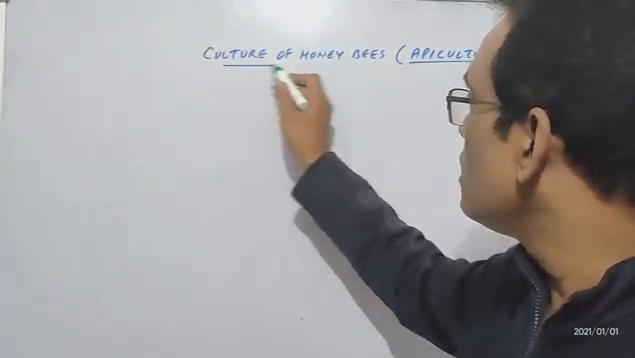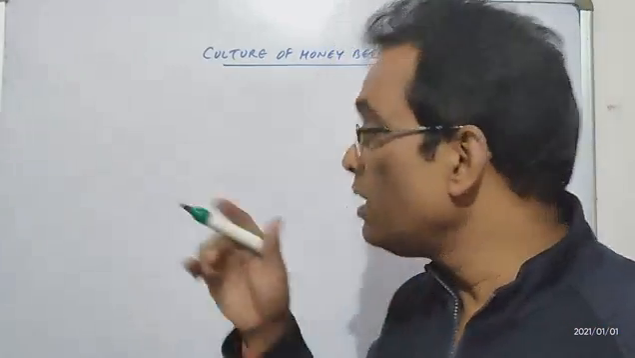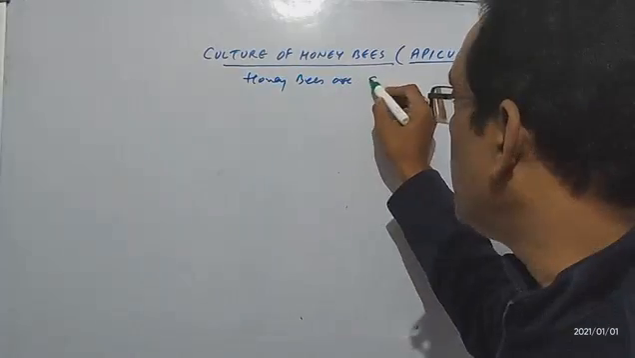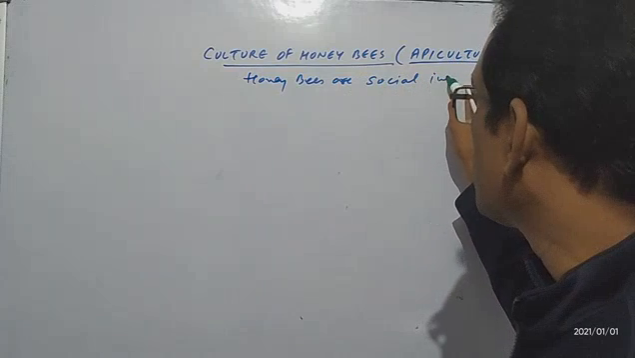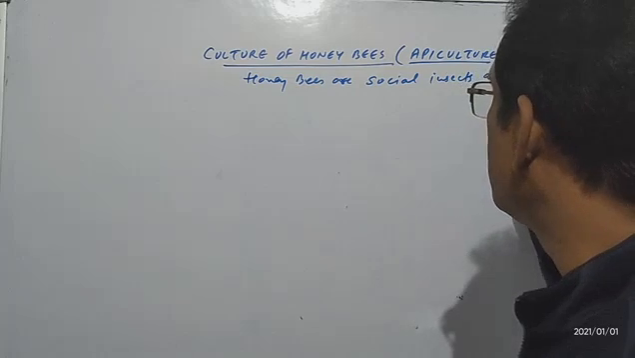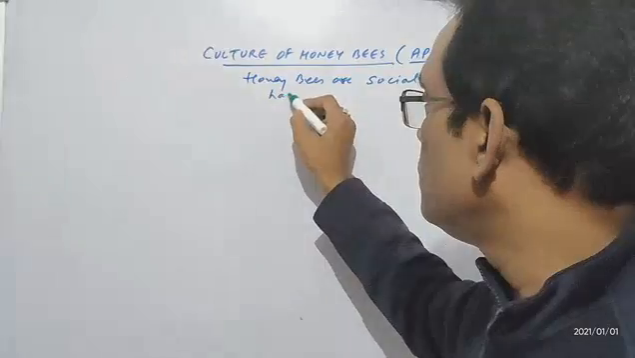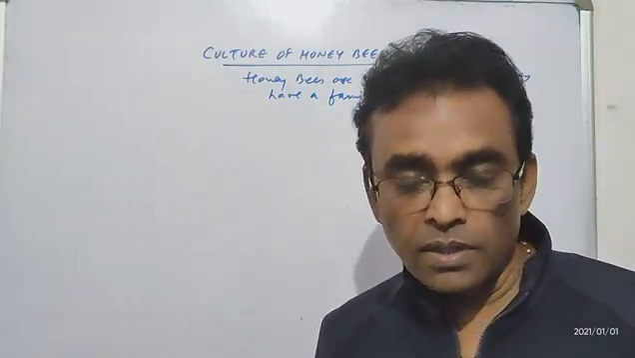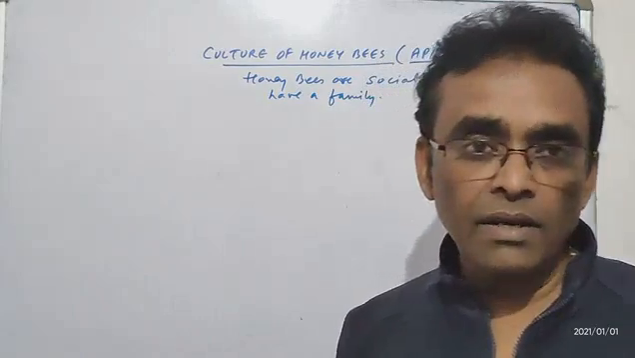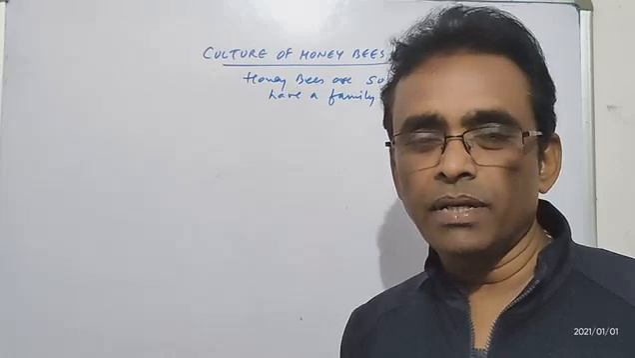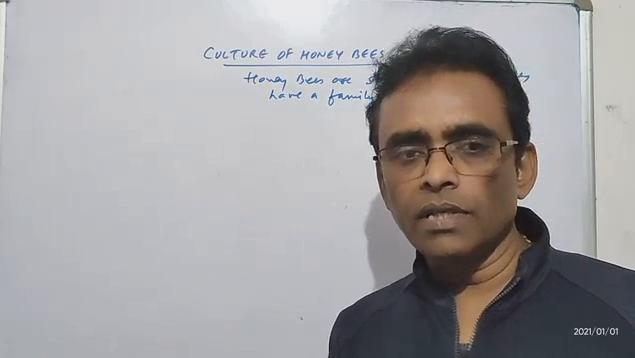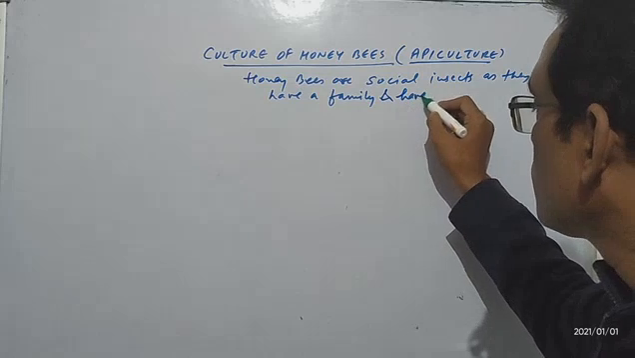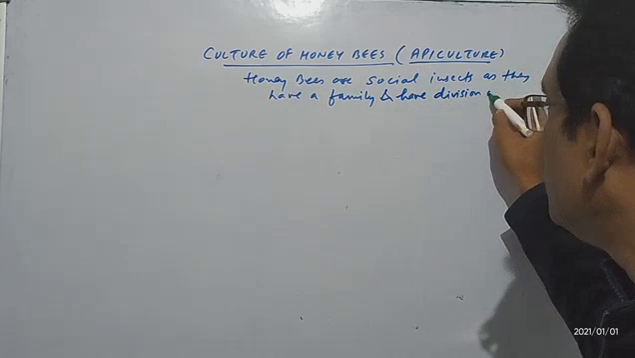In the culture of honeybees, you need to understand a few things. The honeybees are actually called as social insects. Social insects in the sense as they have a family. Quite shocking. There are few insects in this category: honeybees, the ants, and the termites. Termites, you must have heard, termites. These are such insects. They build up a family, and in the family there is a division of labor.